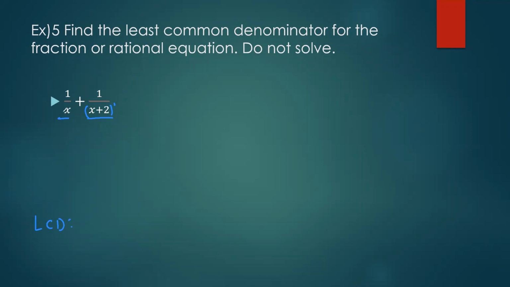So let's start with the base x. Do you see anywhere else with the base of x? No, don't be fooled. This is x plus 2, so this is one term. This really isn't just x, it's actually x plus 2. So bring that down. Now let's look at the other base, x plus 2. Do you see anywhere else with the base of x plus 2? No, so bring that down. And I recommend you do not FOIL it out, just leave it as it is. So your LCD is x times x plus 2.